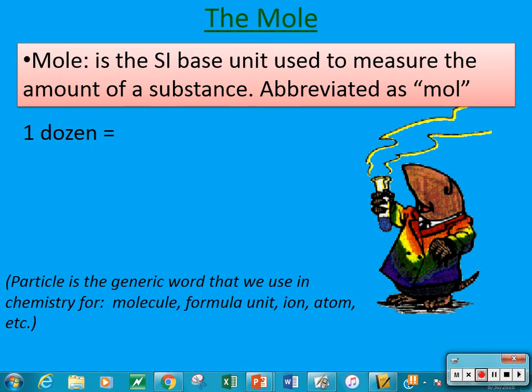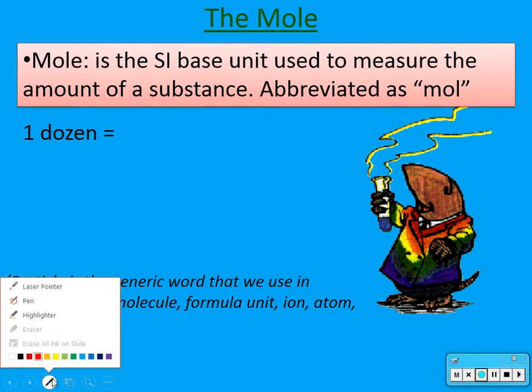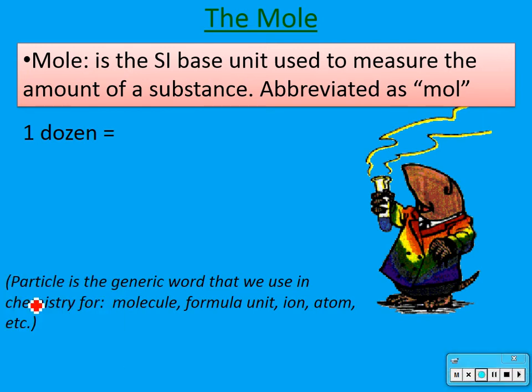So a mole is an SI base unit used to measure the amount of a substance. It's abbreviated MOL. And a mole in chemistry is a number. So just like a dozen corresponds to a number, so does a mole. Like a dozen means 12. Okay? And a gross is a dozen dozens, so that's 144. A ream, like a ream of paper, that would be 500 pieces of paper.